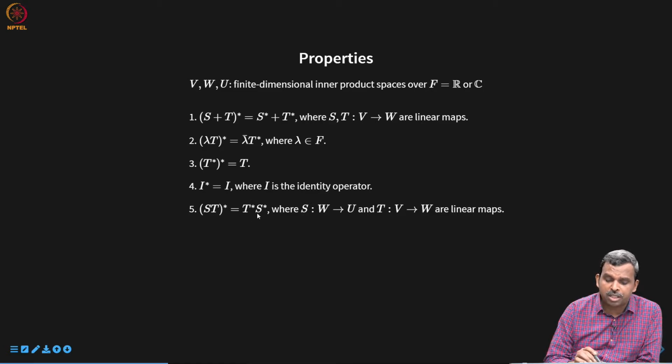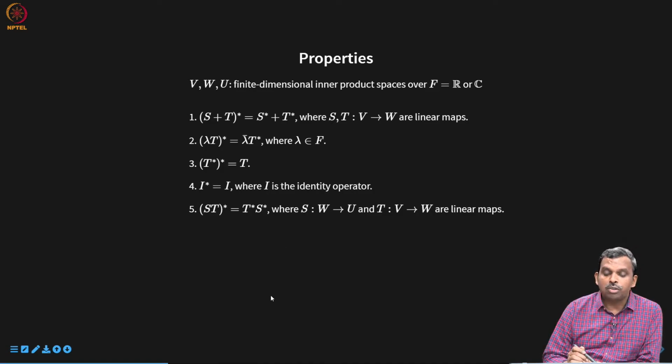And you can see this composition is well defined, right? S star, S adjoint, is from U to W, and T adjoint is from W to V. So T adjoint times S adjoint is actually from U to V. ST is from V to U, and T adjoint S adjoint is from U to V, and that's correct. That's the correct way in which the adjoint will work. All of that works out.